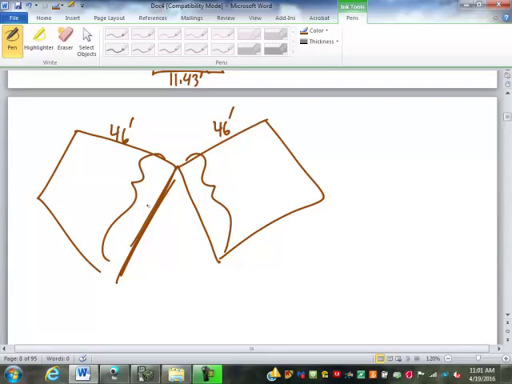Does that make sense? Not really? There's a lot of steps there. This is a tough one because you've got to draw in the triangles, find lengths. Then once you have those lengths, you've got to draw new triangles and find new lengths.